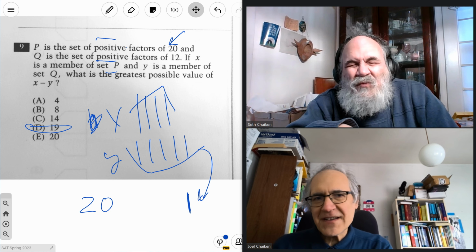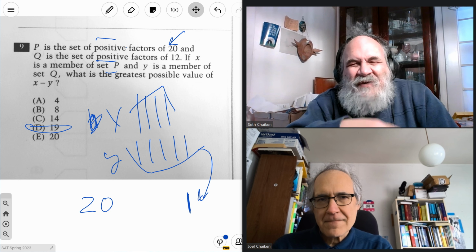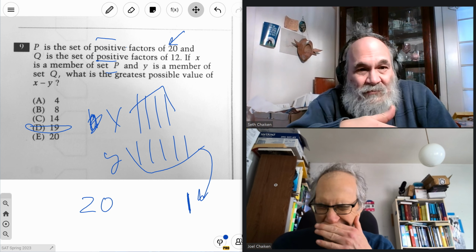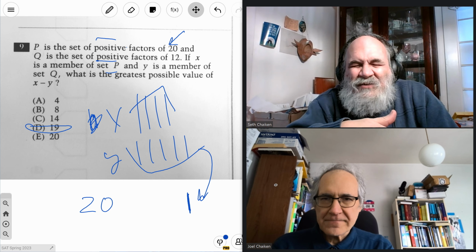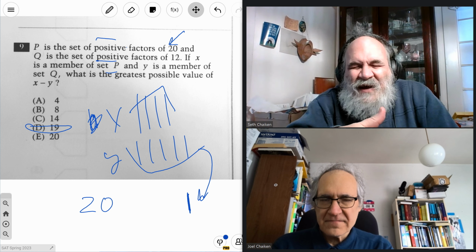Well, maybe that's. But if one is not considered to be a factor, then the smallest factor of 12 is 2. Right. So the smallest factor of 12 is 2. The largest factor of 20 is 20.